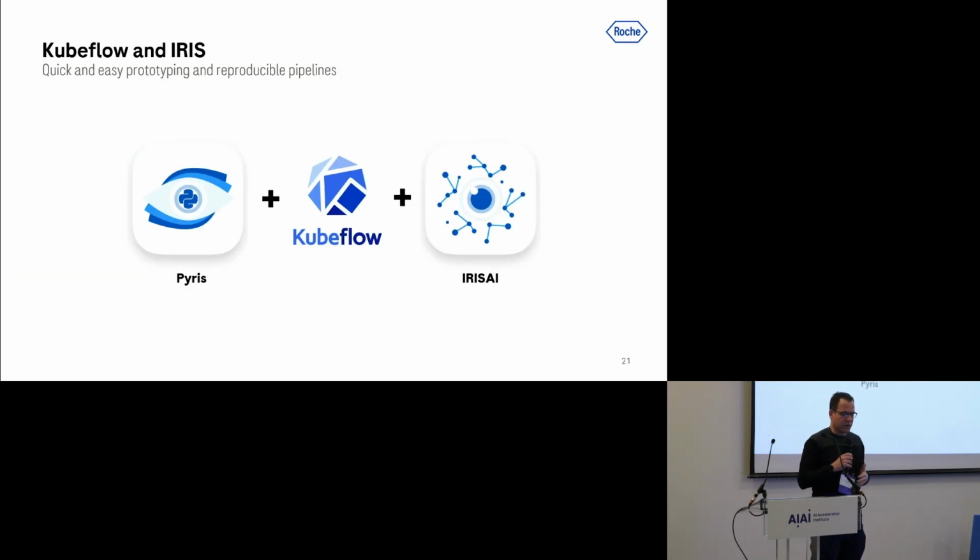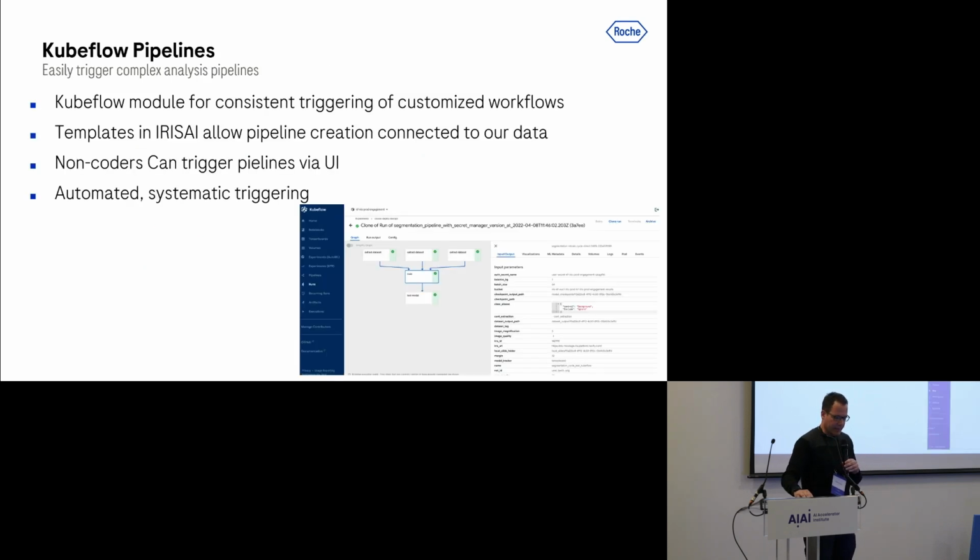Addressing a growing need in the community for quick and easy prototyping and reproducible pipelines, we're also starting to leverage Kubeflow to extend our platform and the services that we provide. We're doing this, first of all, with Kubeflow Pipelines. Kubeflow Pipelines is a module in Kubeflow that allows you to consistently and reproducibly run complex workflows of algorithms.